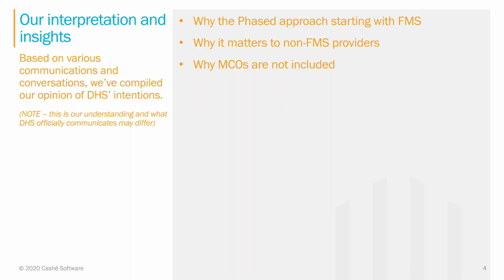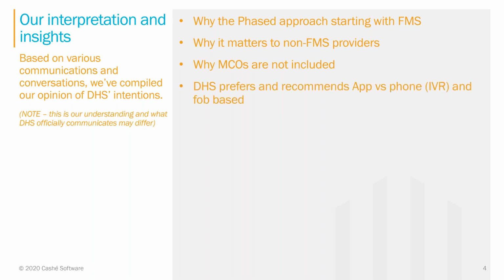So there is nothing that you have to do differently as far as Cachet is concerned. We have the ability to send MCO as well as non-MCO EVV data to the aggregator. So I don't see this being an issue for us. It's something on DHS's side to prepare.